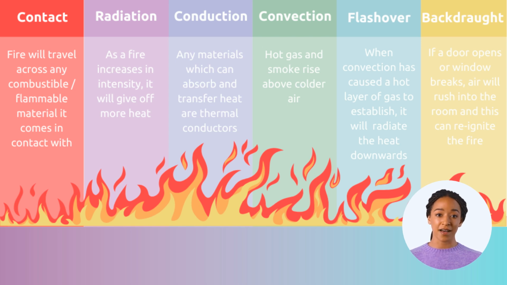A well-established fire has plenty of heat and fuel, but will often lack oxygen if there is no ventilation. This causes the fire to begin to die and fill a room of partially burnt particles in the form of soot. However, if a door opens or window breaks, air will rush into the room. This can then reignite the fire. It is for this reason that no one should ever go back into a burning building.